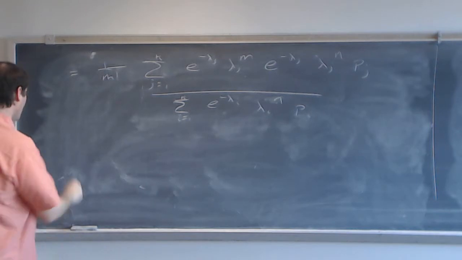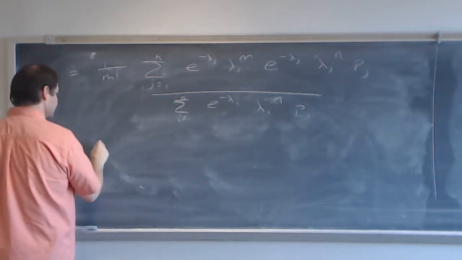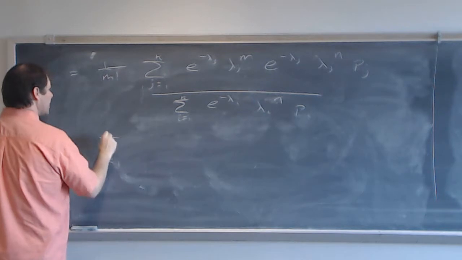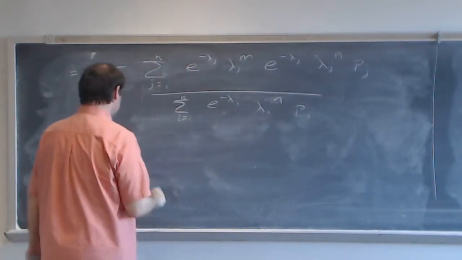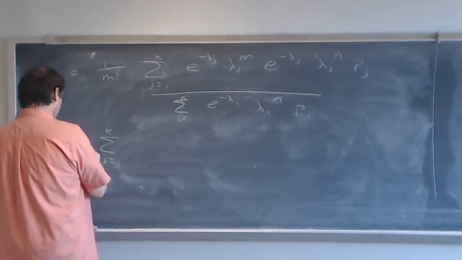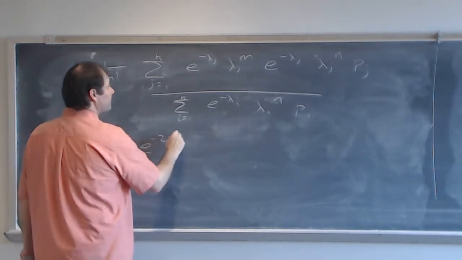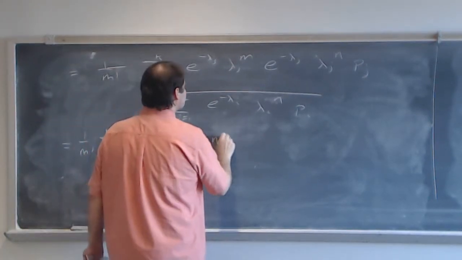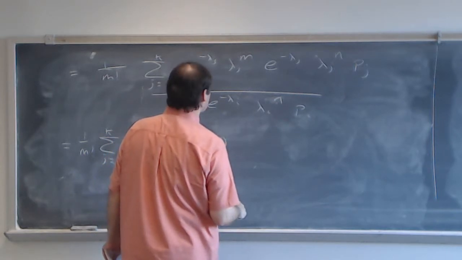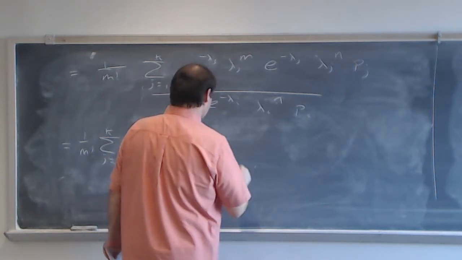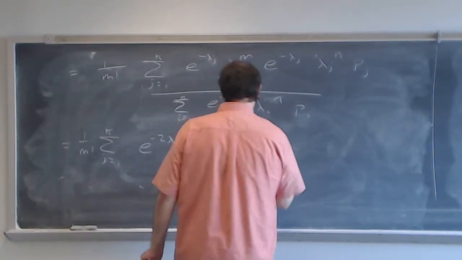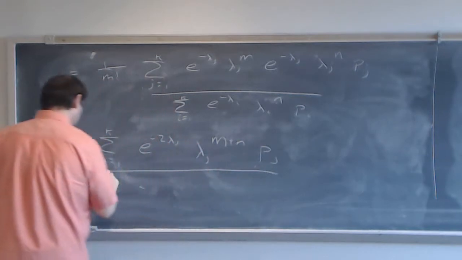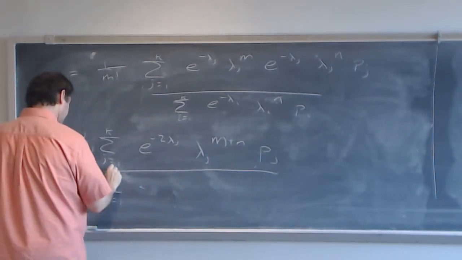And so that's a formed answer, but I'll rewrite it here in simpler terms. Sum as j runs from 1 to k. Combining terms, e to the minus lambda j and e to the minus lambda j. So I've got 1 over m factorial, don't forget that. This would be e to the minus 2 lambda j. Here it would be lambda j raised to the m plus n, those two terms, and then p sub j, over this sum, i runs from 1 to k.